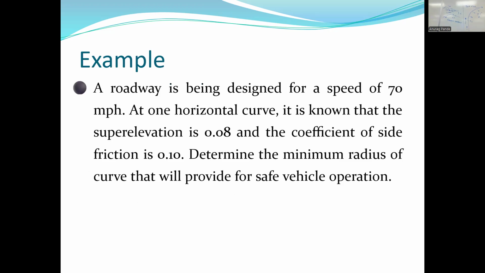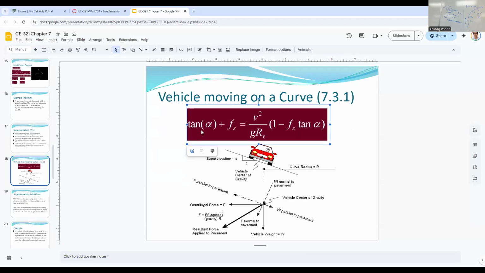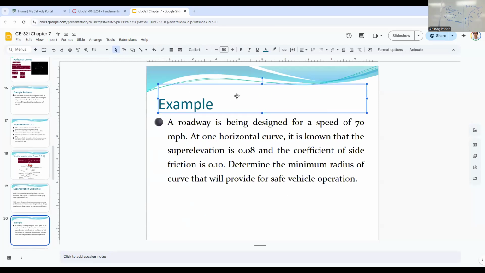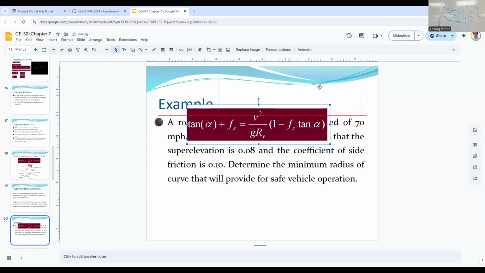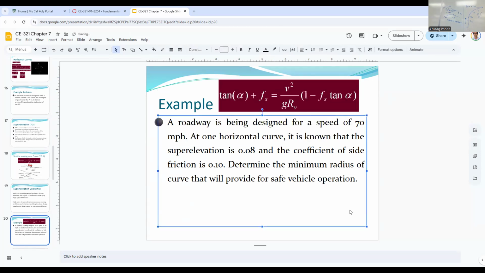So let's look at this problem. A roadway is being designed for a speed of 70 miles per hour. At one horizontal curve, it's known that the super elevation is 0.08 and the coefficient of friction is 0.10. Determine the minimum radius of curve that will provide for safe vehicle operation. Let me go back to the formula that I showed you before. Okay, so this is the formula you're going to use.